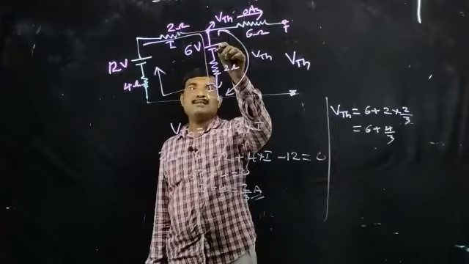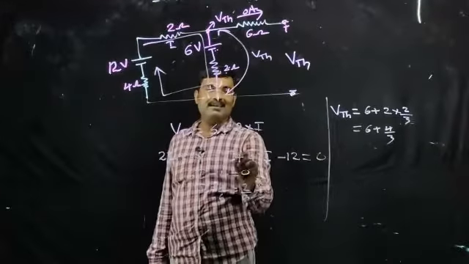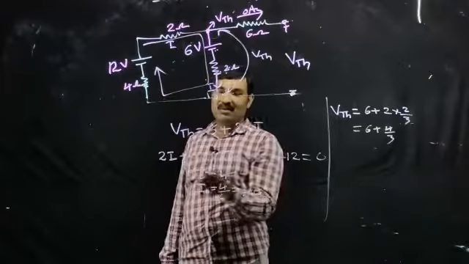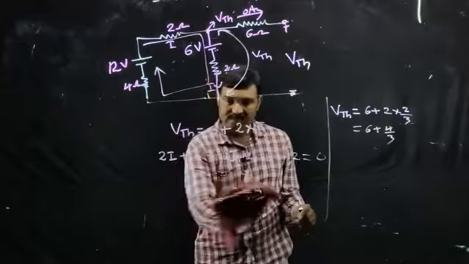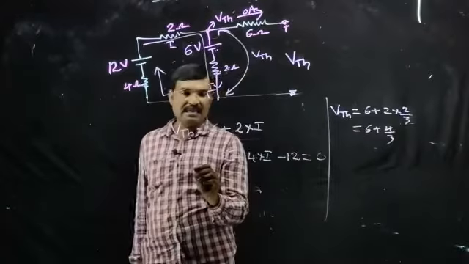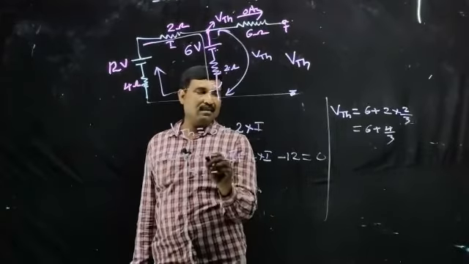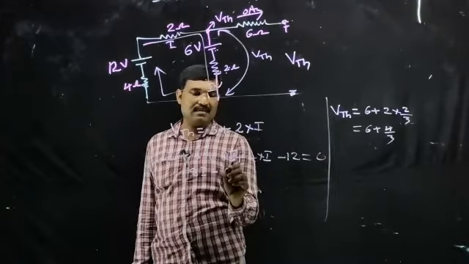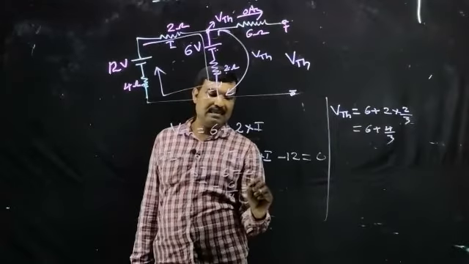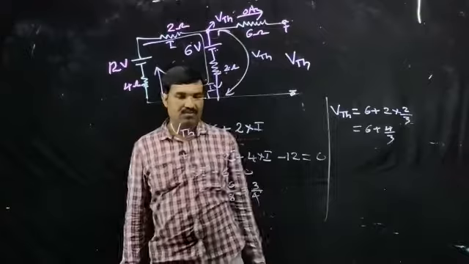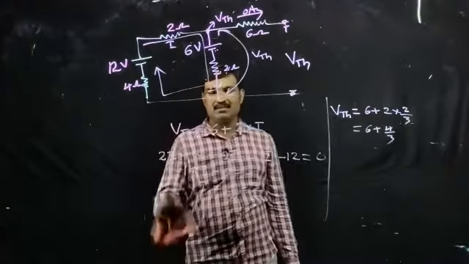2I plus 4 into I, that is 2 plus 2, 4 plus 4, so 8I. So we can get 8I minus 12, 6 minus 2, minus 6 is equal to 0, or I is equal to 6 by 8, that is equal to 3 by 4. 3 by 4. Okay.